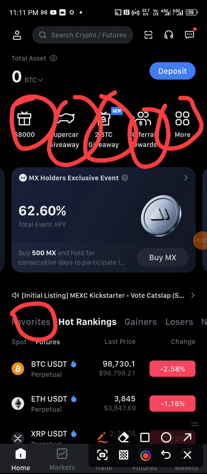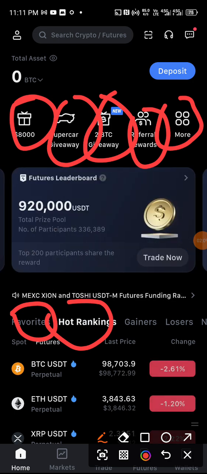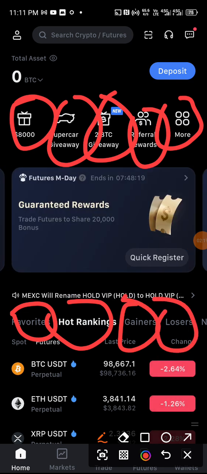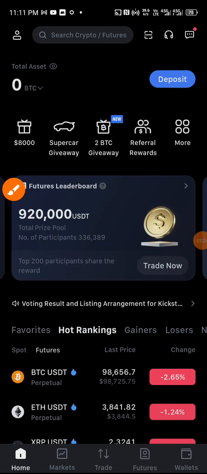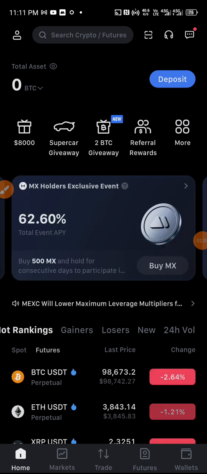Here is your favorite. In this favorite, you see some of those coins you often try. You can see the hot tracking. The hot ranking are the trending coins. You can see the gainers, which are the ones that are profitable for the day. You can see the losers, the ones that are poor in the market currently or at that particular day, and so on. You can see the new, and you can see also the 24 hours volume change.